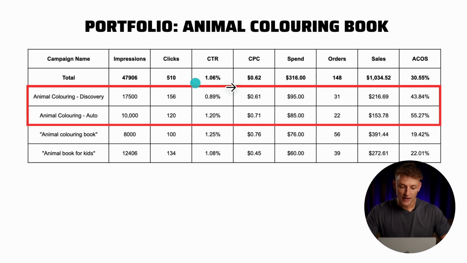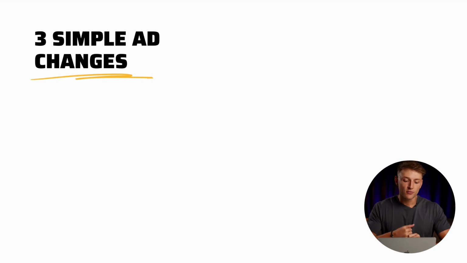So as you can see here, it's these 2 campaigns, the discovery campaign and also the auto campaign, that have really high ACOS. And therefore, it's these 2 campaigns that are driving negative performance of this book. If we just had these 2, they're doing brilliantly, 19.42% ACOS and 22.01% ACOS. These 2 ads are doing really well. So if we want to improve the performance of our overall animal coloring book with its ads, it's these 2 campaigns that we need to specifically look into, and portfolios allow you to have this view. Honestly, it's super important.